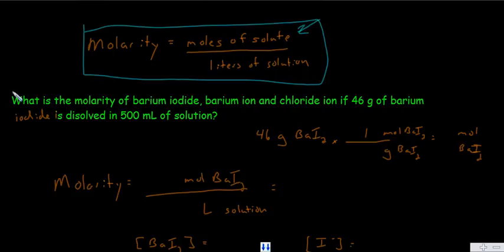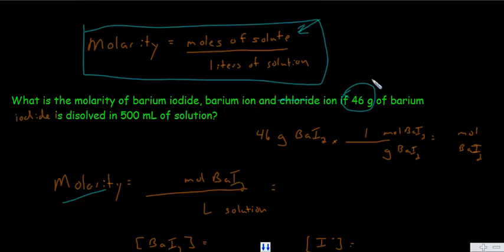Let's try this one. What is the molarity of barium iodide? Barium ion and iodide ion, if 46 grams of barium iodide is dissolved in 500 milliliters of solution. So we're looking for the molarity, or the concentration of this compound and the ion. So we're going to use, again, molarity is equal to moles over liters. Now, do we know how many moles of barium iodide we have in this solution? No. Initially, we just know the number of grams. We know there are 46 grams of barium iodide. So how many moles is that?